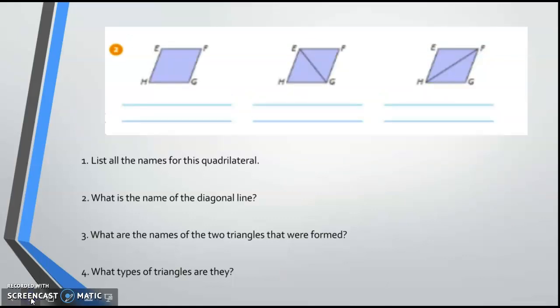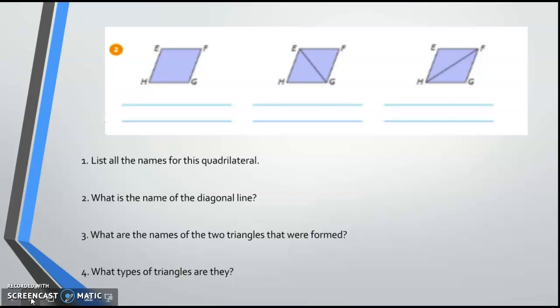What shape is this? How many different names can you give it? It's not a square because it doesn't have right angles. So it can't be a rectangle either because it doesn't have right angles. So now my choices are parallelogram, rhombus, and trapezoid.